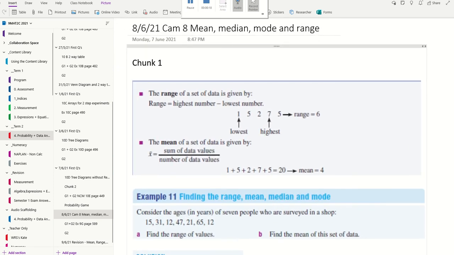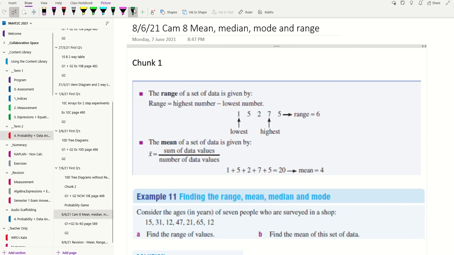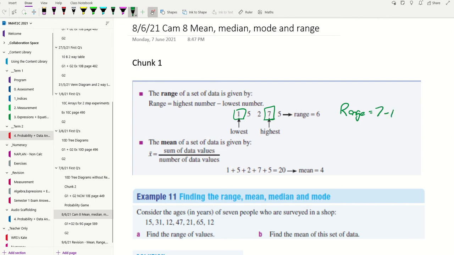Now the range of a set of numbers is just the highest number minus the lowest number. So the range is the spread of numbers. If we have a look at our example here, we're looking for the biggest and the smallest number. So here we've got our highest number, here we've got our lowest one. So our range is simply the biggest, which is 7, minus the smallest. 7 minus 1 is 6.